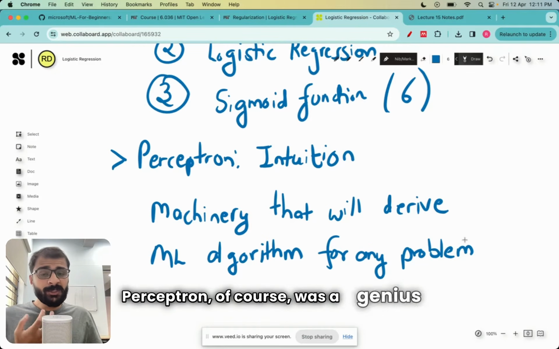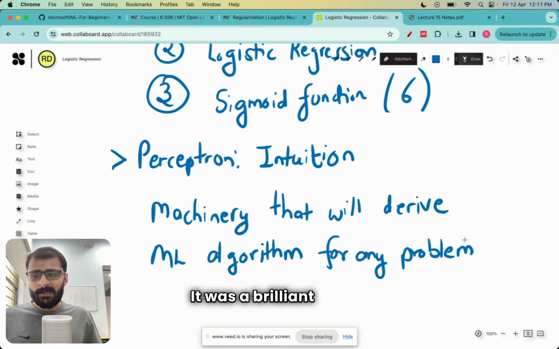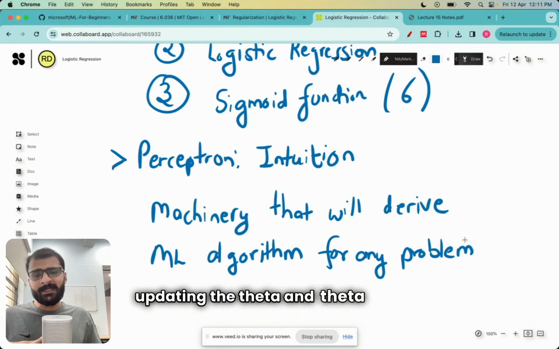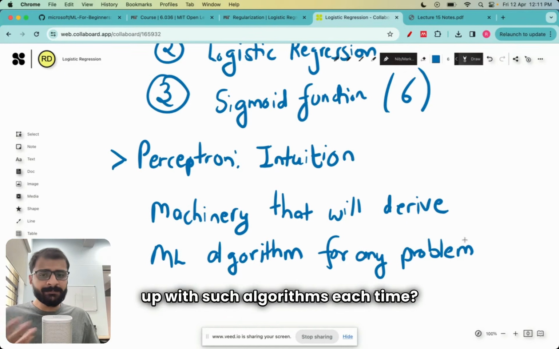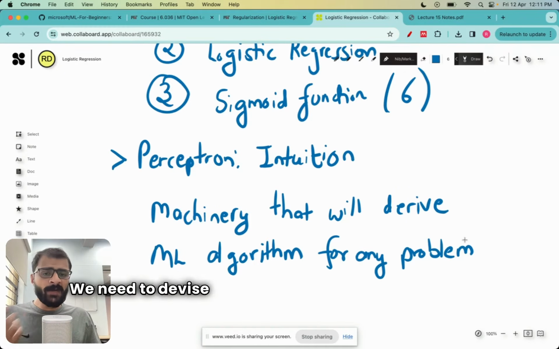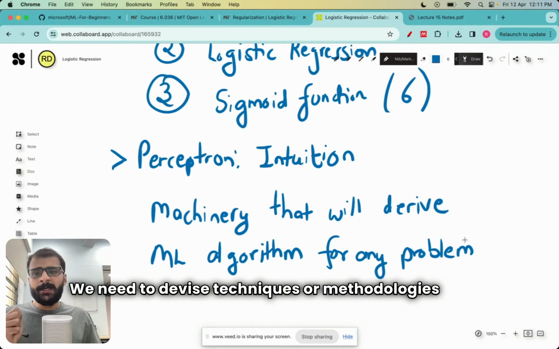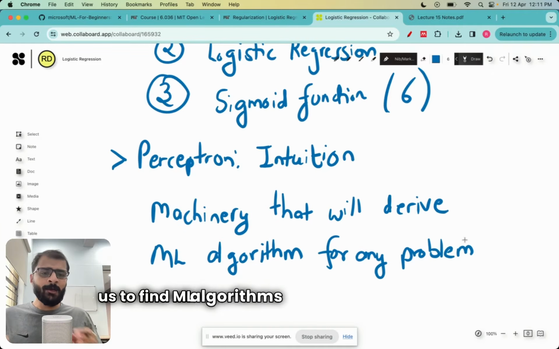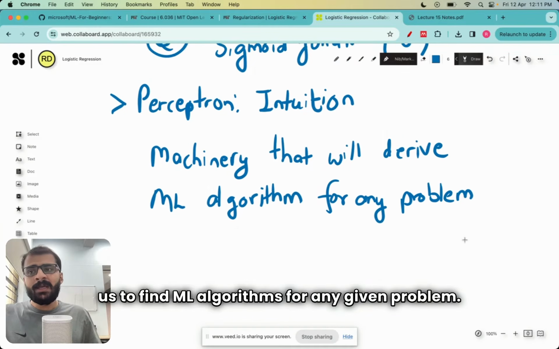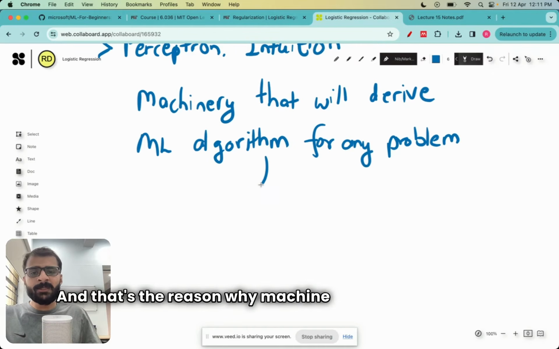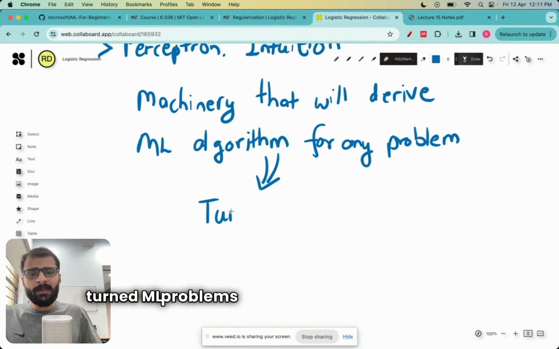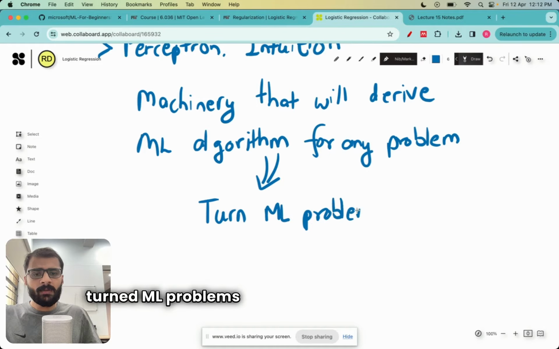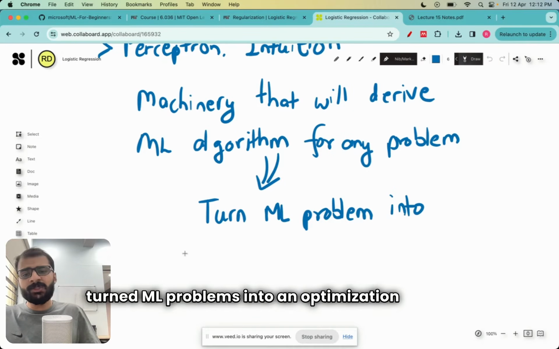Perceptron, of course, was a genius idea. It was a brilliant way of updating the theta and theta naught. But what if we cannot come up with such algorithms each time? We need to devise techniques or methodologies which can help us to find ML algorithms for any given problem. And that's the reason why machine learning practitioners turned ML problems into an optimization problem.